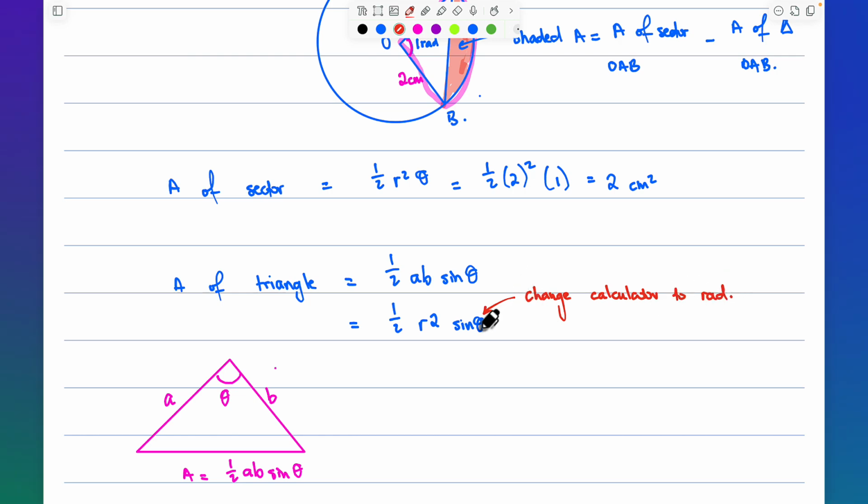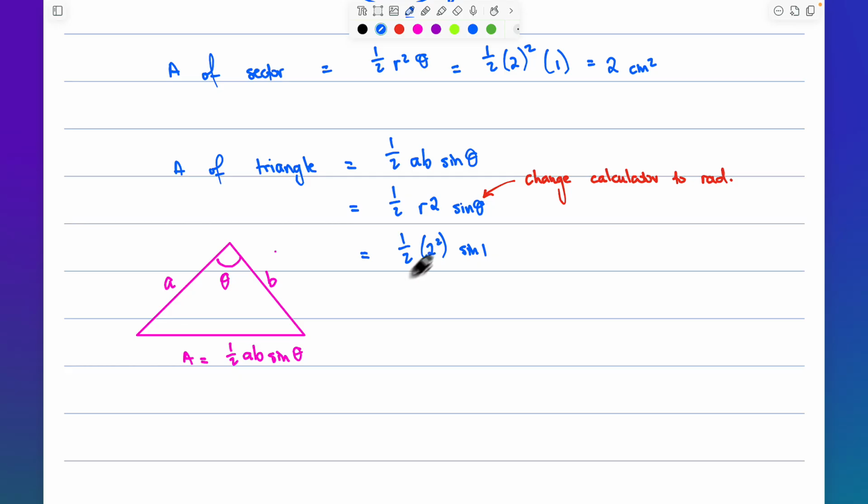Because if you put sine 1, because our angle is 1, and your calculator is in degrees, it's going to give you a weird answer. So make sure your calculator is in radians. So that's going to be half of 2 squared multiplied by sine 1, right? Which is the same as 2 squared, which is 4, divided by 2, that's 2. So I'm just going to write this as 2 sine 1. And then punch that into our calculator, make sure that it's in radians. 2 sine 1 is 1.68.